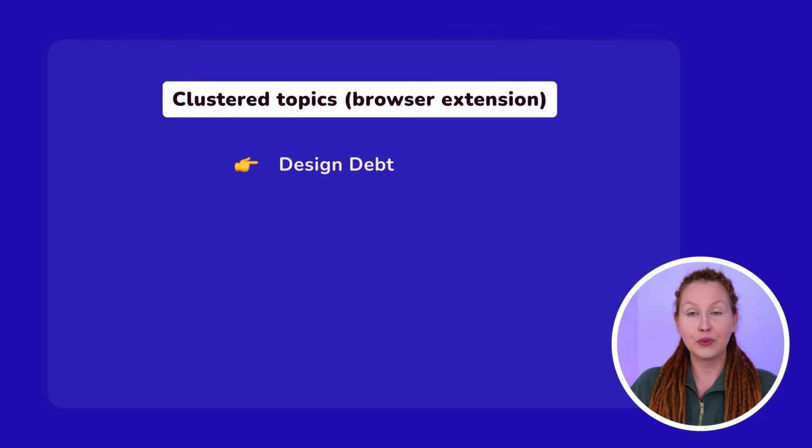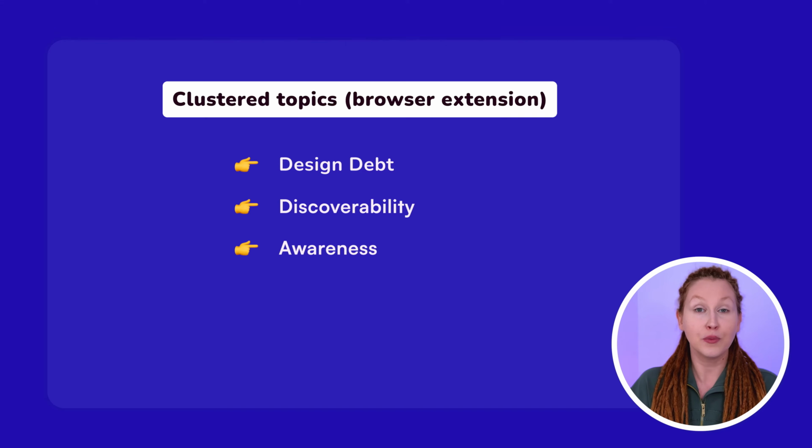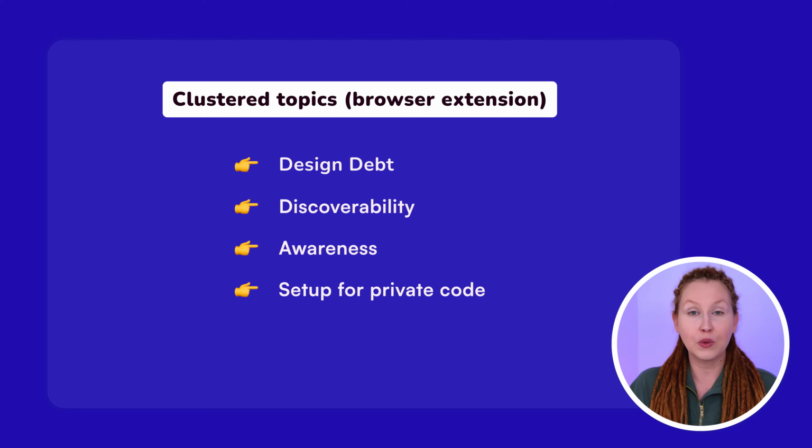First, the design debt. We needed to rethink the decisions and flows that were added over time without analyzing the flow as a whole. The second topic was discoverability, how people learn about the extension and in which part of the process we inform them about it. The third topic was awareness, communicating the value and addressing some security concerns. The fourth topic was setup for private code, and it was the biggest UX challenge where a lot of people were dropping off.